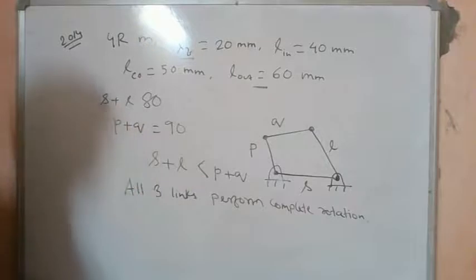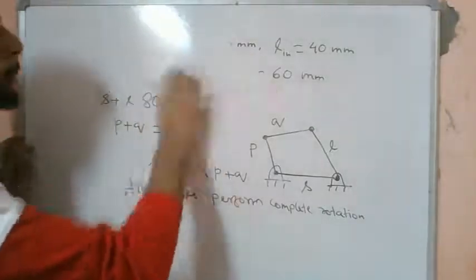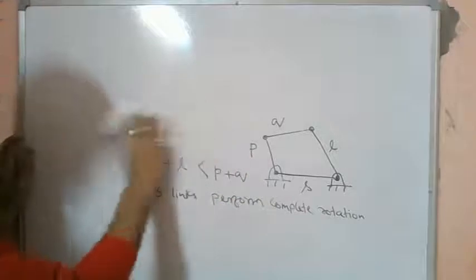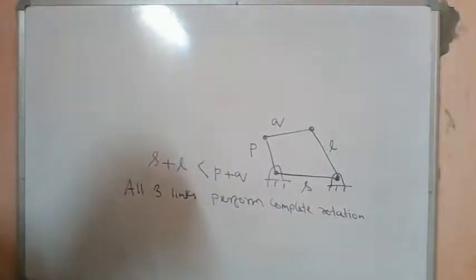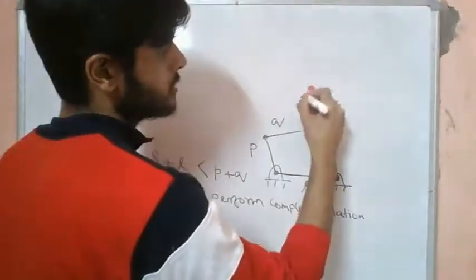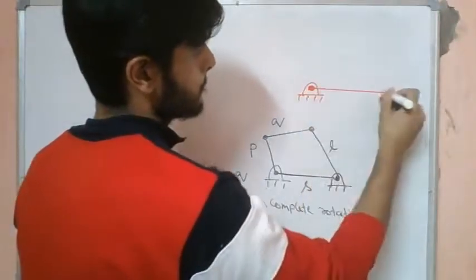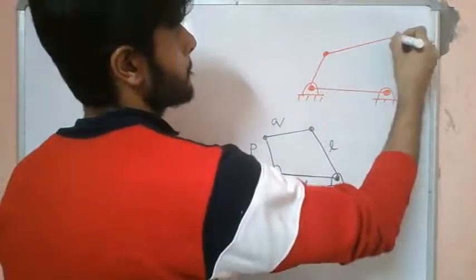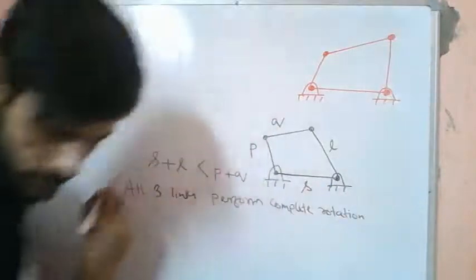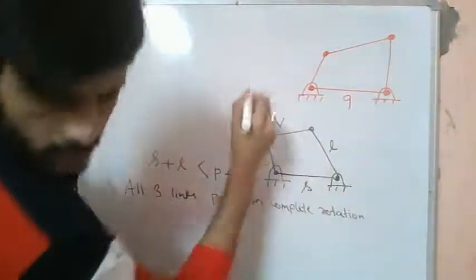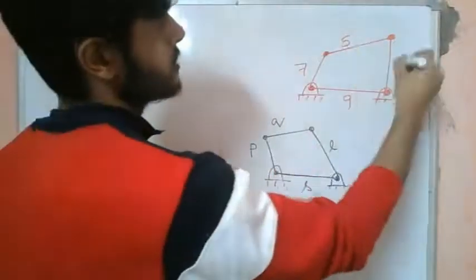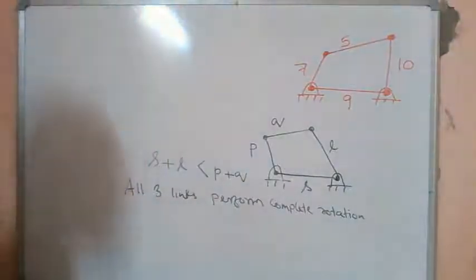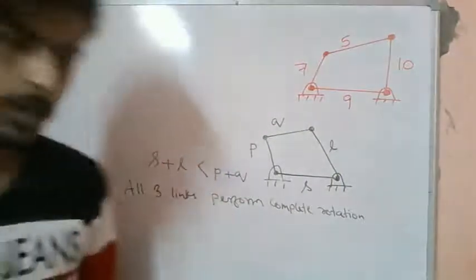So let's try out another problem. We have a mechanism like this. The links are 9 mm, 7, 5, and 10. We are required to find out what type of mechanism this is.